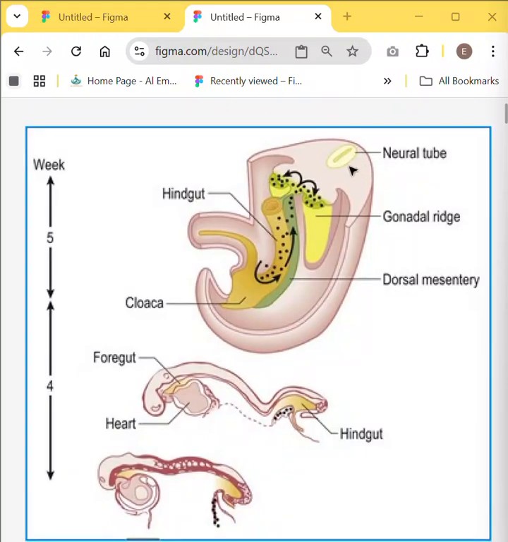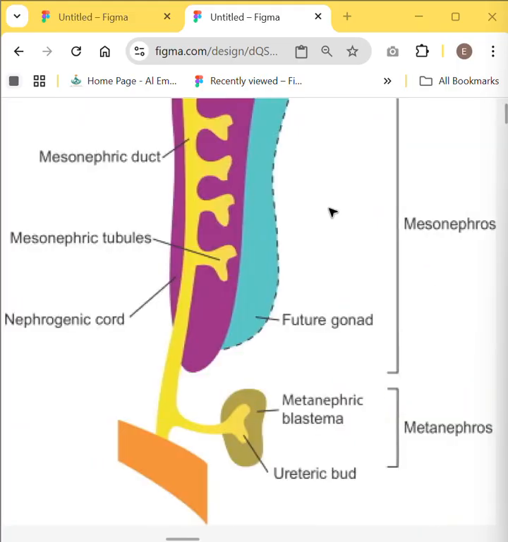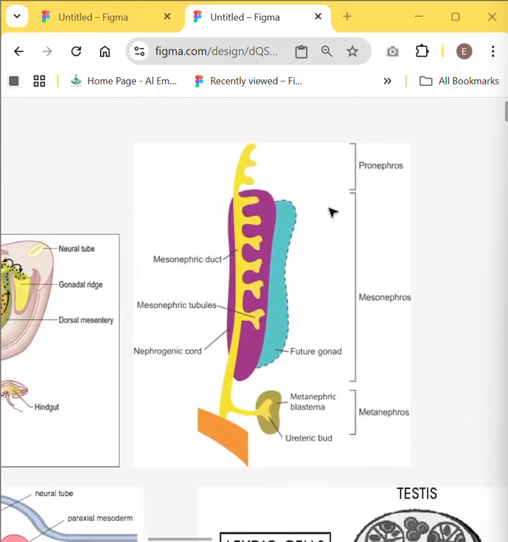Okay, now let's look at this. This is the neural tube. We can see a longitudinal section here. These are the gonadal ridges that appear through the intermediate mesoderm. This is the hindgut. So this is the foregut, hindgut, and this is the heart. So you can see that they somehow overlie the embryonic kidney part.